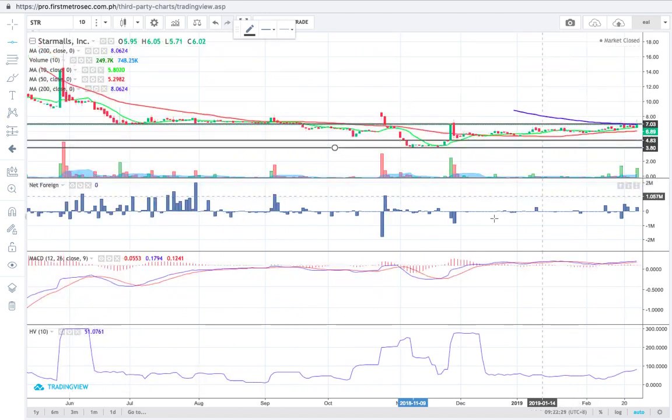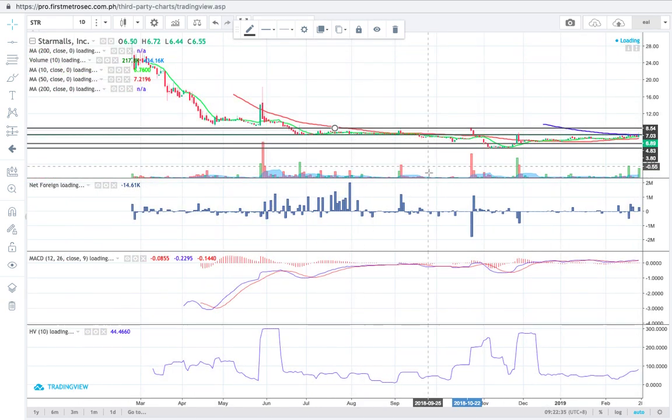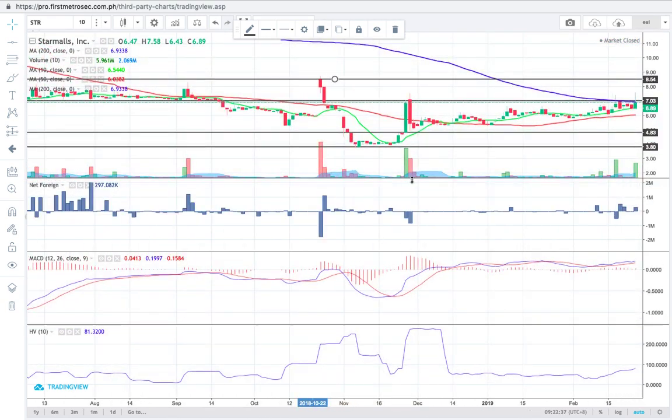Somewhere there. Okay, I'm not going to plot that horizontal line. So anyway, all right. The immediate support that I see on the chart of STR is pegged at 4.83. Resistance is at 7.03, but I'd rather keep an eye on 8.54 as the major resistance.